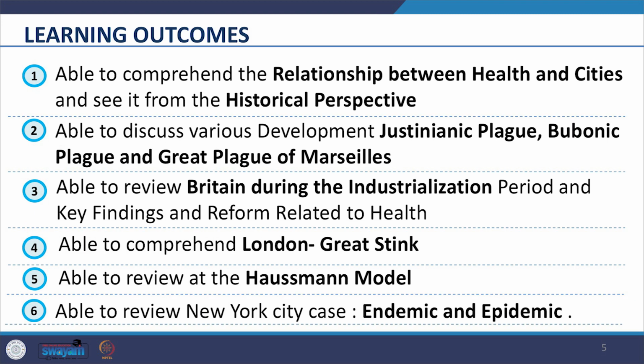Accordingly, our learning outcomes would be that after completion of this particular session, you should be able to comprehend the relationship between health and cities and see it from the historical perspective. You should be able to relate various periods and theories and discuss various developments related with Justinianic plague, Bubonic plague and Great Plague of Marseilles. You should be able to review Britain during the industrialization period and key findings and reform related to health. You should be able to comprehend London, the Great Stink period. You should be able to review the Haussmann Model in Paris. You should be able to review the New York City case concerning endemic and epidemic with respect to urban planning.